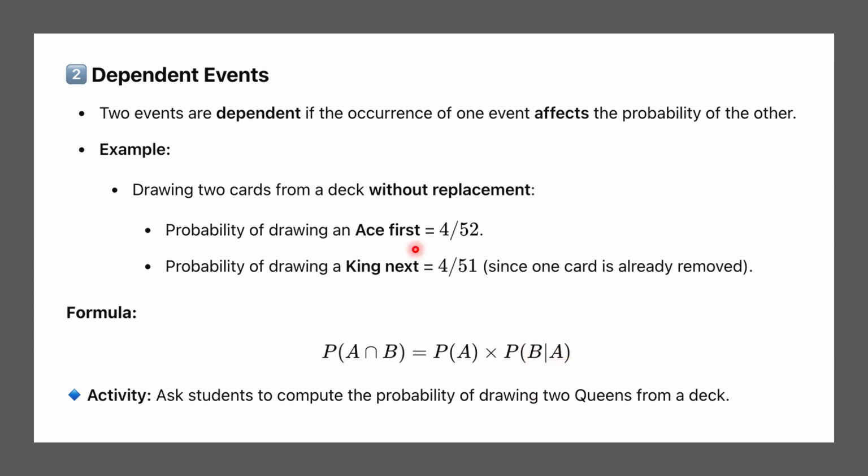In this scenario, it is the probability of getting a king when event A, drawing an ace, has already occurred. So how do we calculate the probability of dependent events, like these two events happening together, P(A ∩ B)? It is the probability of event A times the probability of event B when A has already occurred.